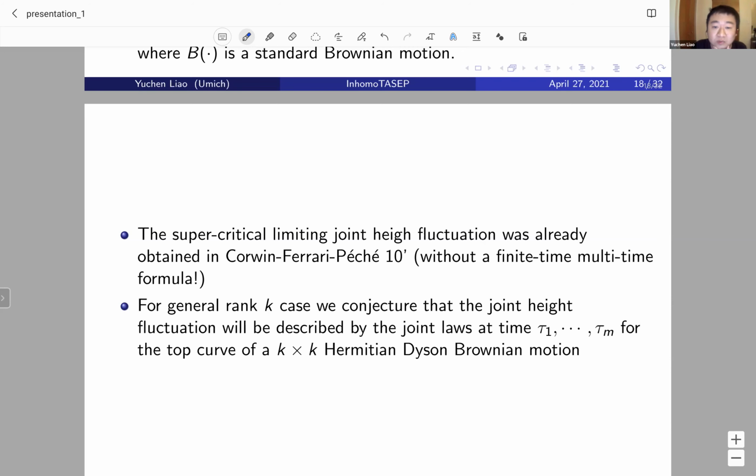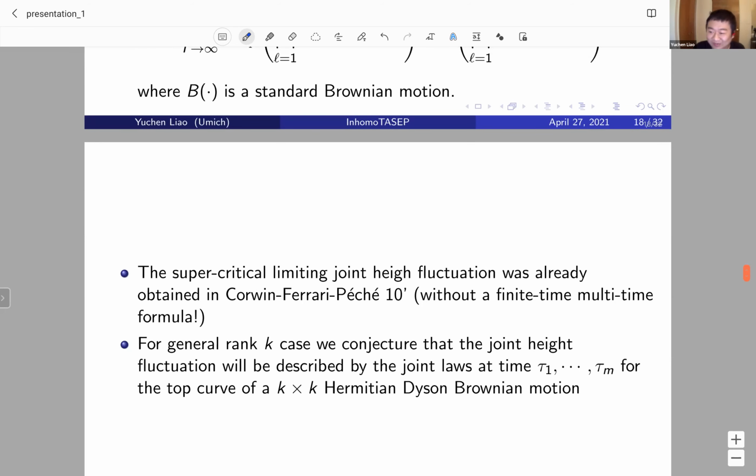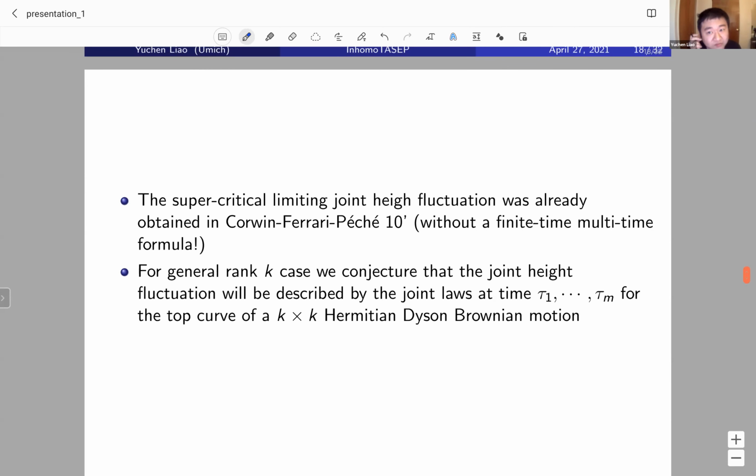by the work of Cohen, Ferrari, and Péché. They did this without an explicit formula for the finite-time multi-time distribution. What they're doing is basically the thing I just described. They are using a probabilistic argument saying that the joint fluctuations are basically given by the fluctuations coming from the path staying at the first row, column, something like that. And that's for the rank 1 case.